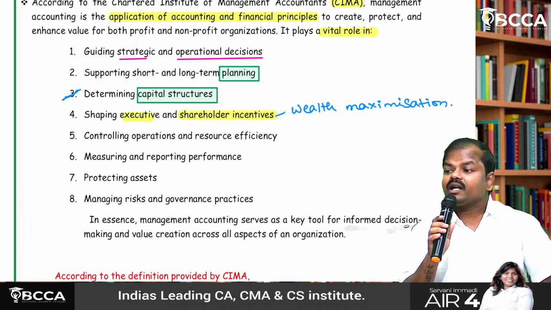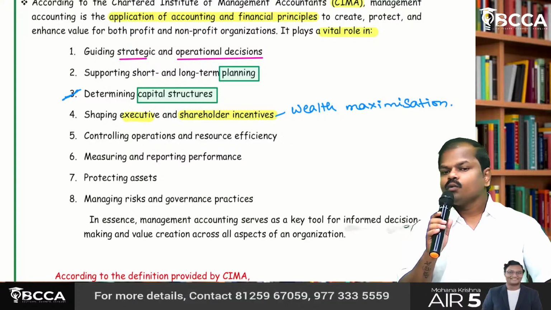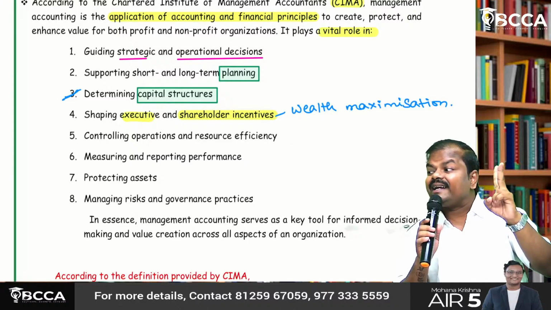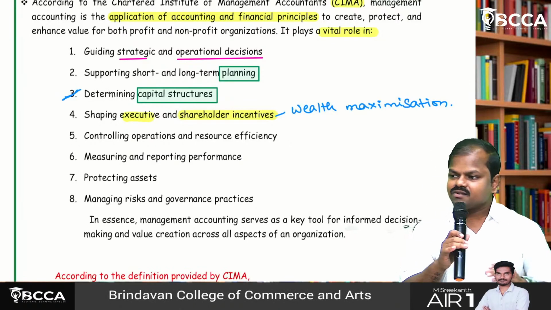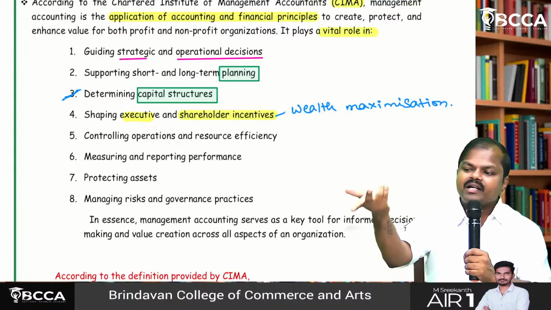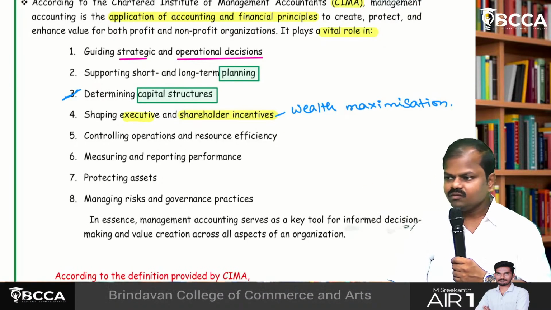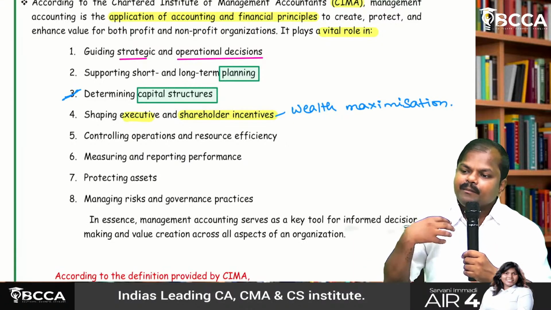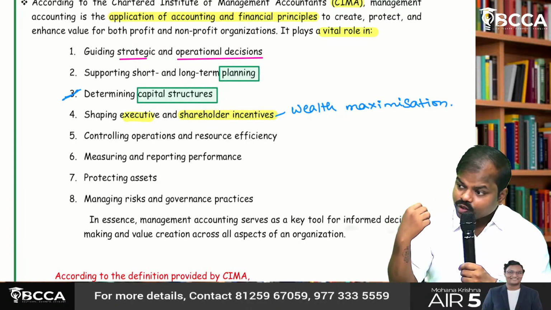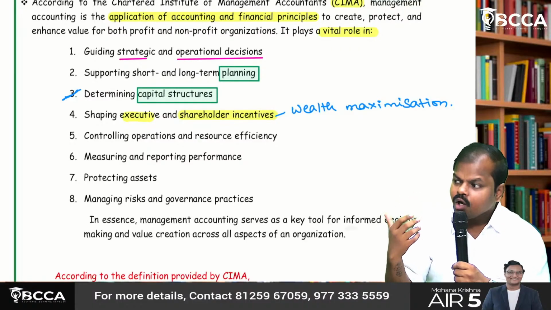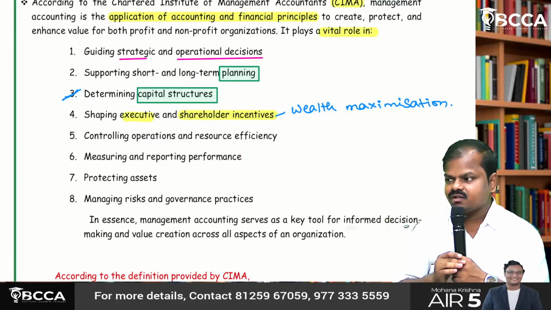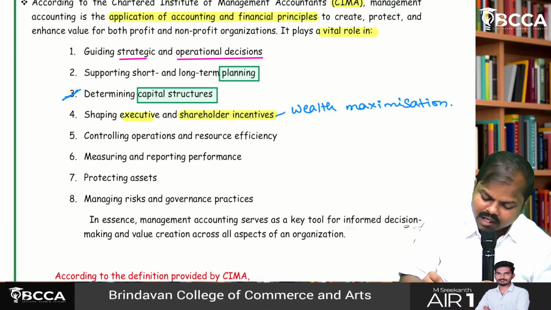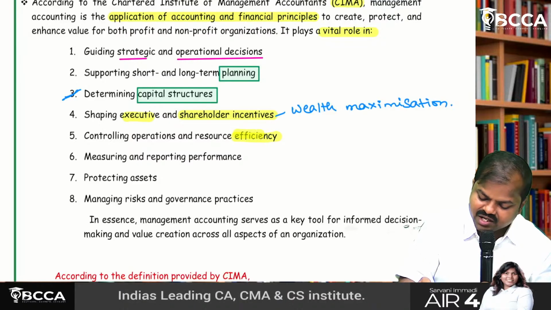If earning available to equity shareholders is there, we have two options. Number 1, declare a dividend. Number 2, retained earnings, which is nothing but reserves and surplus. Both will give wealth maximization to the shareholder. As a management accountant, you should give advice or suggestions to improve wealth maximization.